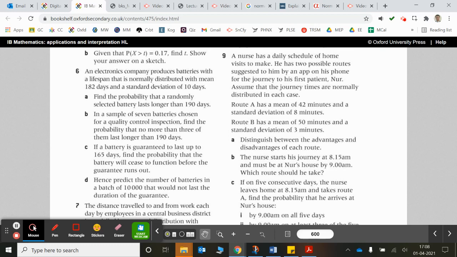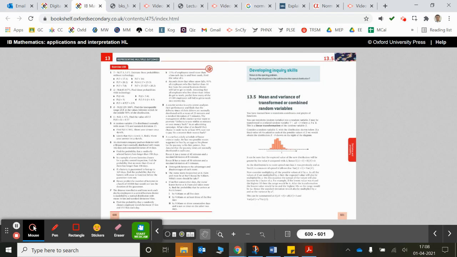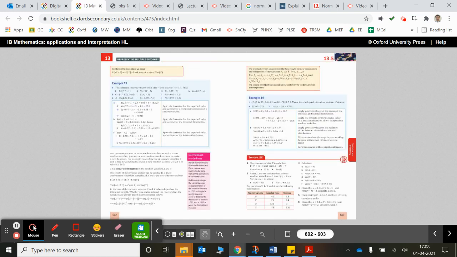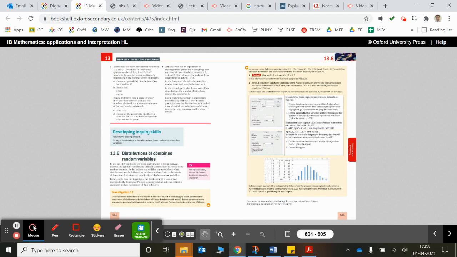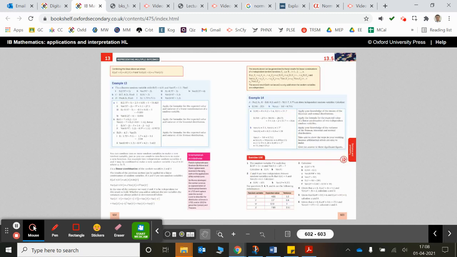And I think after this, we go on to, let's just have a little look. We go on to the central limit theorem. Oh no, so mean and variance of transformed and combined random variables comes next. And then I think at the end we have the central limit theorem, which then relates to chapter 14 as well. Okay.